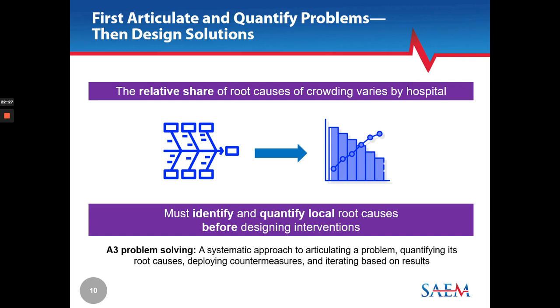And, of course, the reason we emphasize the word potential on this slide is to once again reiterate the point that the root causes of crowding, whether they're related to input, throughput, output, or economic factors, vary by hospital. So if you're trying to solve ED crowding in your ED, the first step is to identify and quantify the root causes of crowding in your individual ED before figuring out what the solutions are. A3 problem solving is a widely recognized process. You're probably familiar with it, and you can use it to identify, quantify, and design countermeasures to the root causes of crowding in your ED.